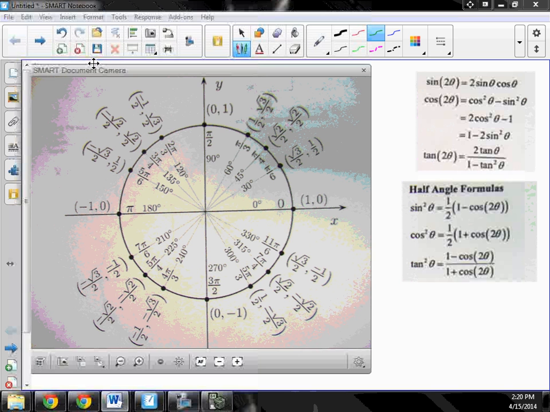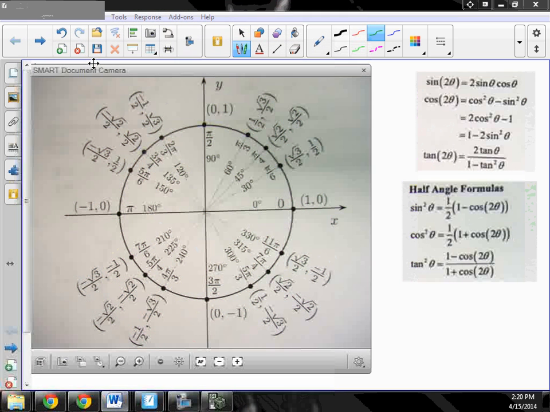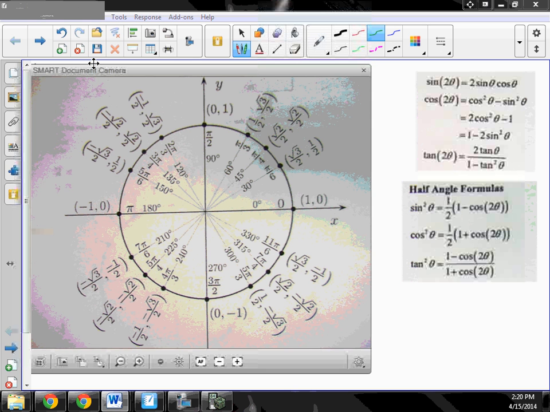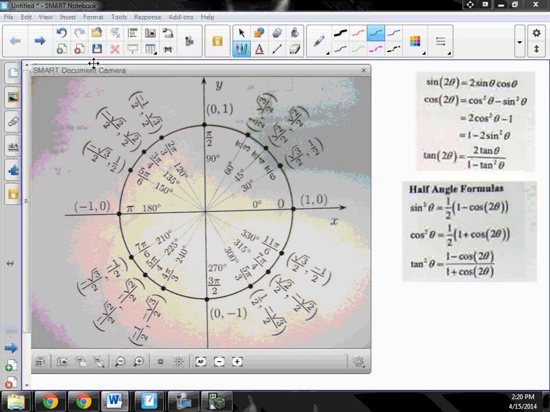And the double angle formula means the angle you're looking for is double an angle that you already know. So you'll notice in the double angle formula, I've lost my, anybody see my green smartboard marker? Did I put it in my pocket?